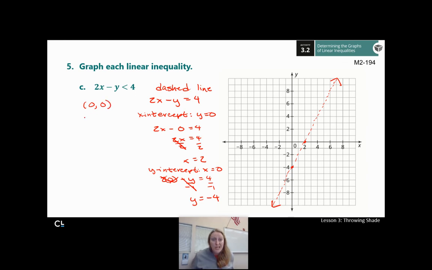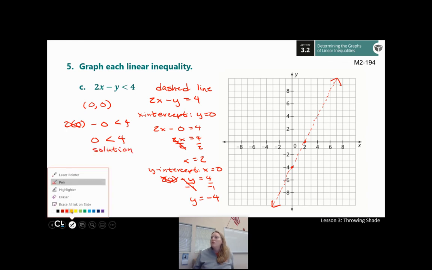Last but not least, which side do you shade, people? So let's plug in some zeros here. 2 times 0 minus 0, is it less than 4? Well, 2 times 0 is 0, and 0 minus 0 is 0. Yeah, 0 is less than 4. Great. So that's a solution. So we're going to shade the side with our origin. We're going to shade everything on that side.